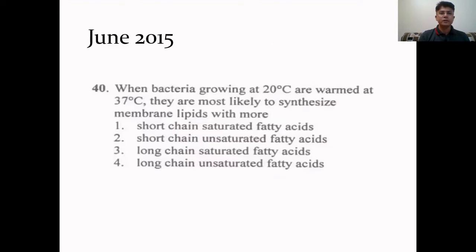Another question was asked in June 2015. When bacteria growing at 20 degrees Celsius are warmed to 37 degrees Celsius, they are most likely to synthesize membrane lipids with more... and the options are given regarding the type of fatty acids that are present in the membrane.